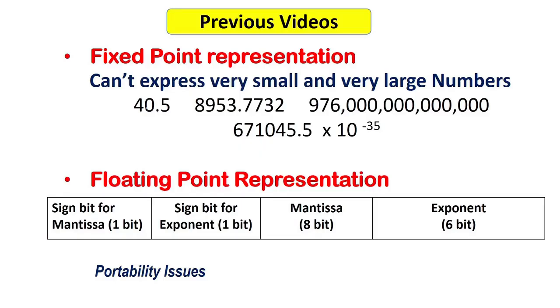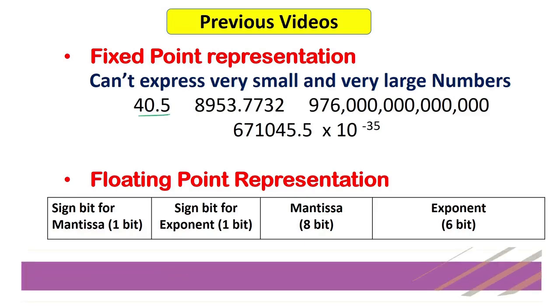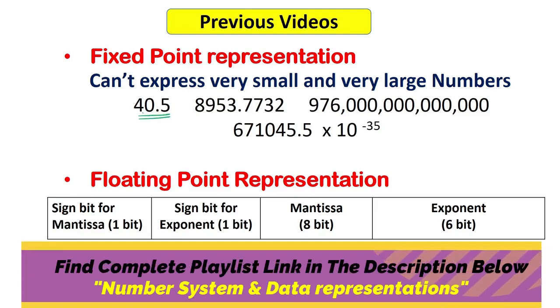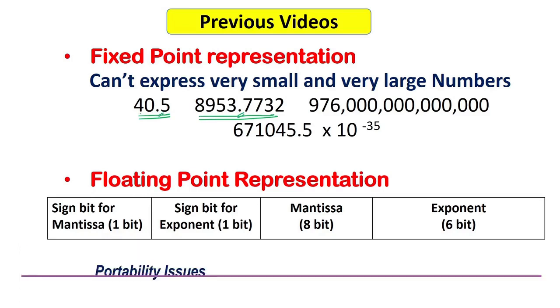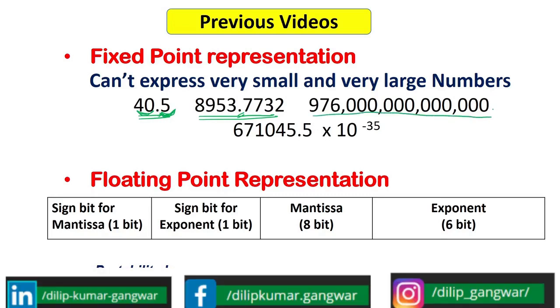So let's start. Basically our aim is to express these types of numbers. For example, this is 40.5, which is a float number. This is also a float number. Why? Because it has this decimal point in between. It has this integer part and this is the fractional part. So these are the float numbers. The same way, this is also a float number, although you can write this as 0.0. Now this is a pure float number. And this is also a float number.